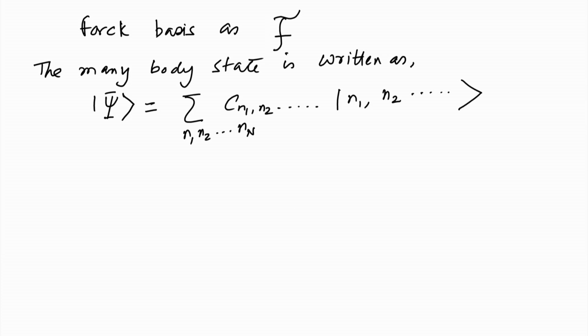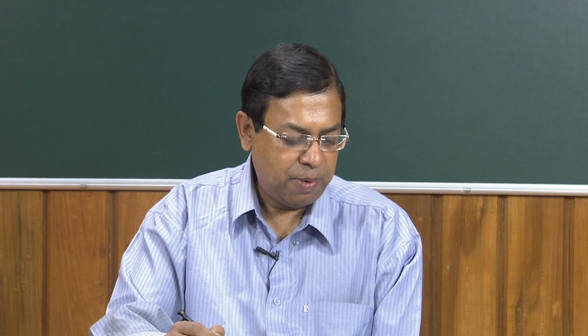Now, in general we have the sum over n i equal to N. So, the total number of particles is equal to N. However, in a grand canonical sense we can relax this constraint, and we can say that we have a Hilbert space which is large enough to accommodate an infinite number of particles.